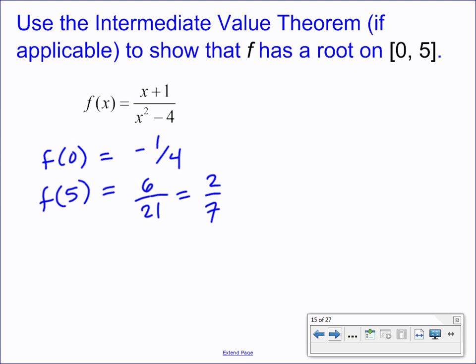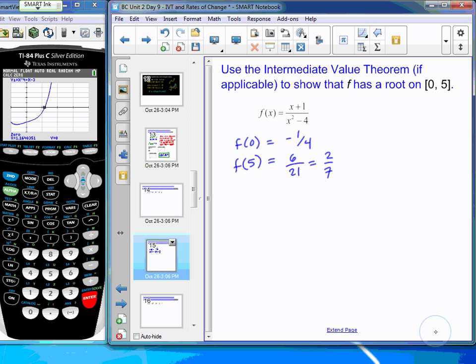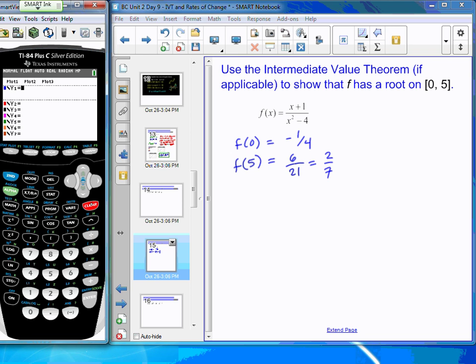All right. Ready? Go. Well, what's going on here? If I enter my original function, x plus 1, oh boy, divided by quantity x squared minus 4, 0 to 5. So negative 1 to 7.